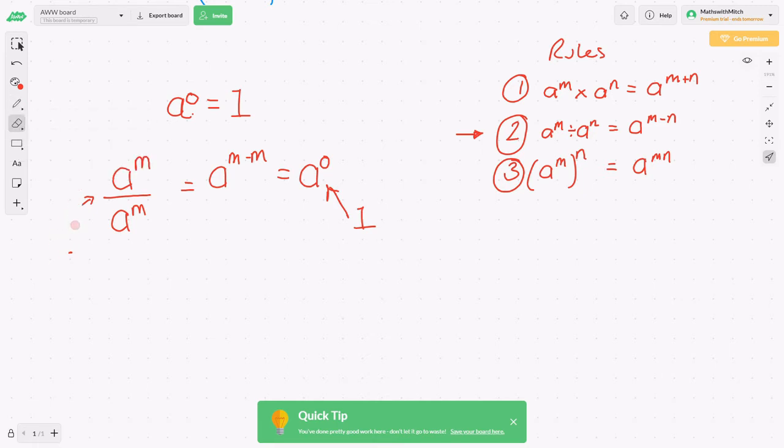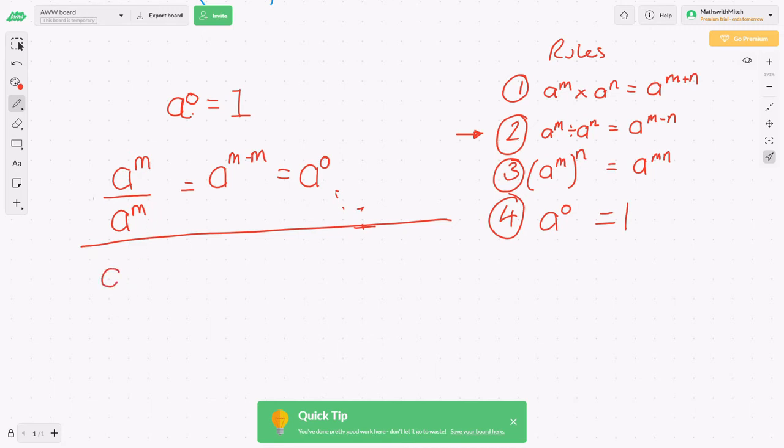So if we just make ourselves a little bit of space here. So let's add that now here to our rule. A to the 0 equals 1. And a can be any number. Anything to 0 is 1. Now next, I want to consider negative powers.